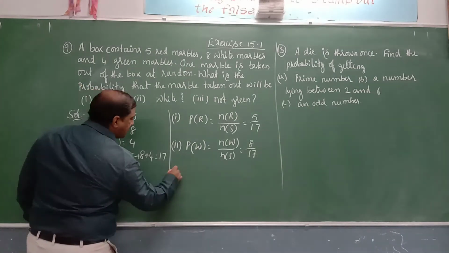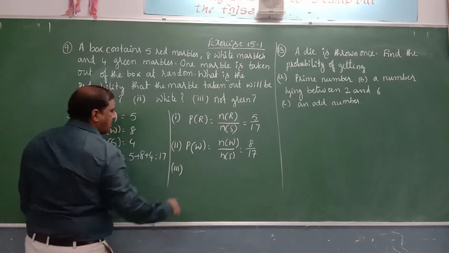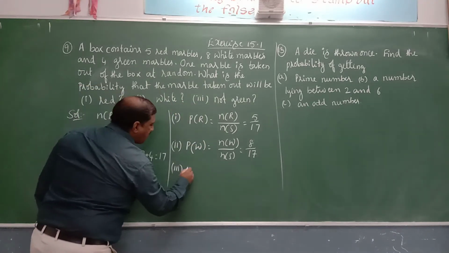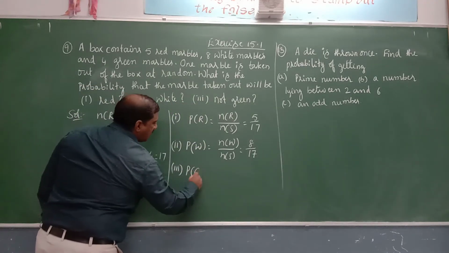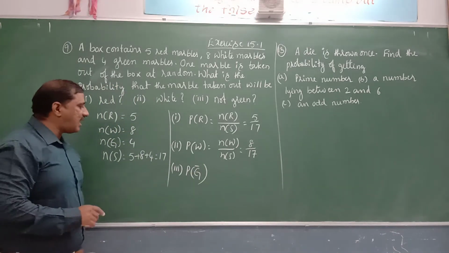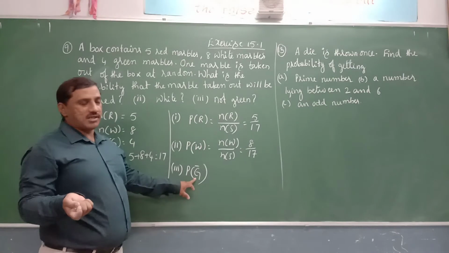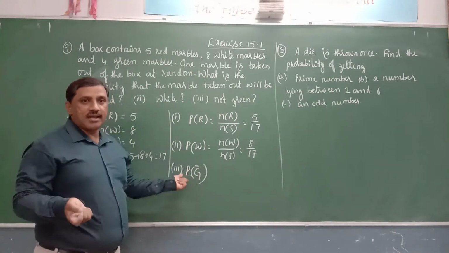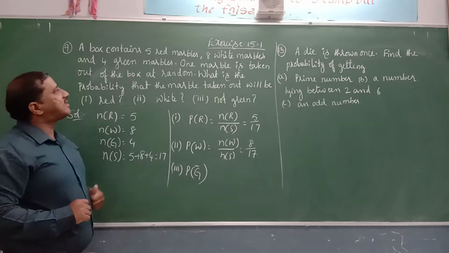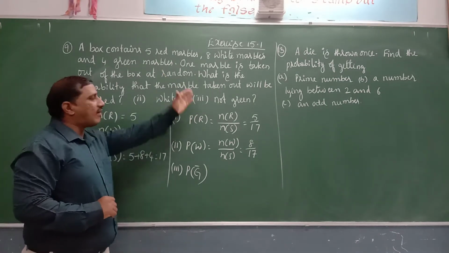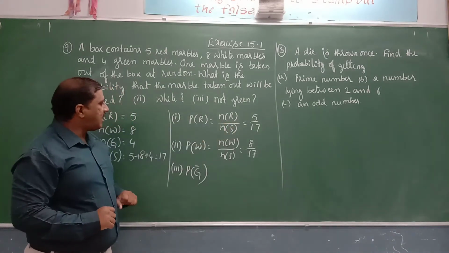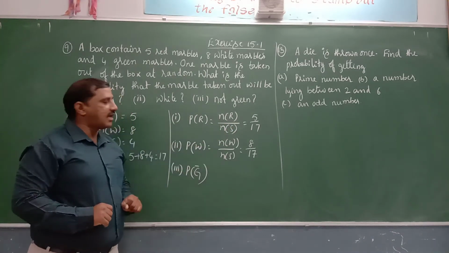Next, the third one is not green. The probability of not green is P of G naught. G stands for green marbles, and G naught means other than green. So other than green, we have red marbles and white marbles. The probability of red marbles is 5 by 17. The probability of white marbles is 8 by 17.